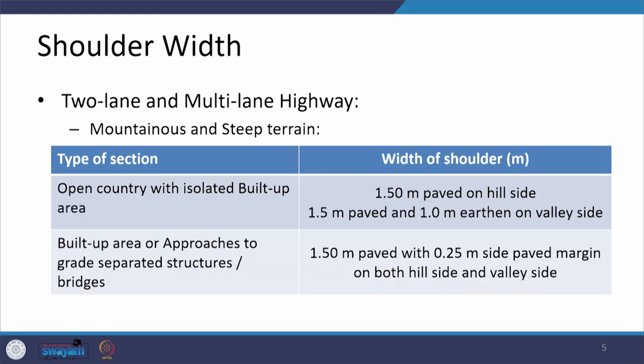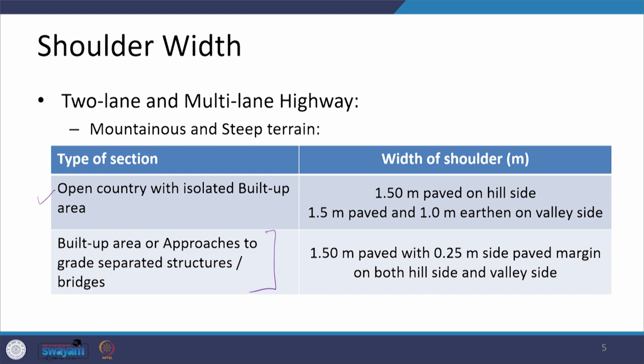But when we talk about mountainous and steep terrain for these classifications of highways, that is 2 lane or 4 lanes divided or a 6 lane divided highways, here the first categorization is open country with isolated built up area, that means it remains the same as such. But the three classifications which we have seen in the previous one, that is built up area or the approaches to the grade separated structures or approaches to the bridges, they have been taken together here.